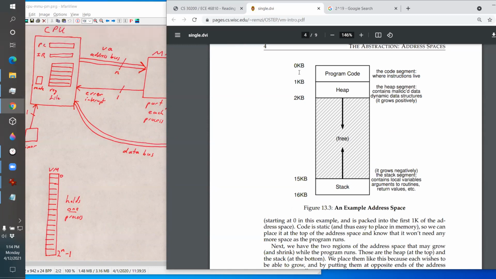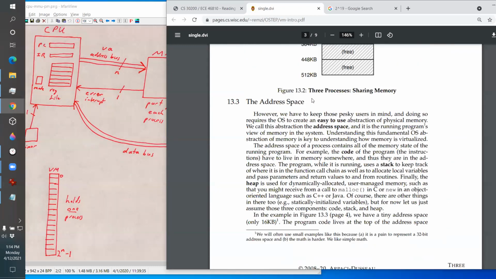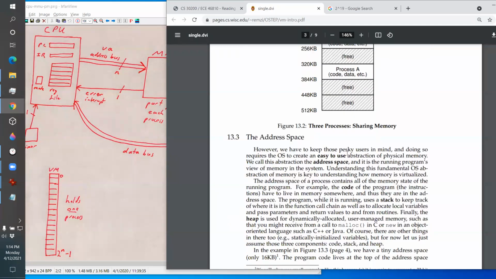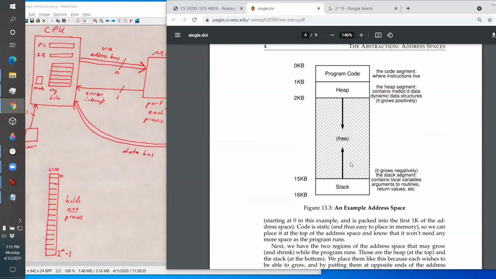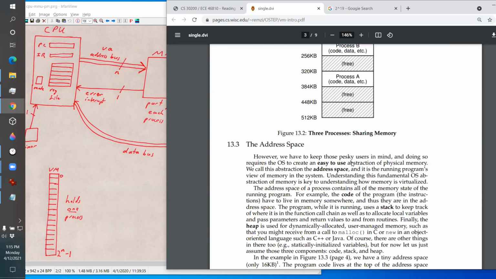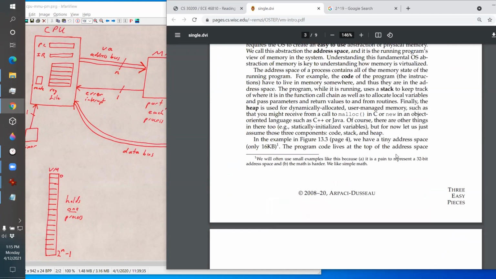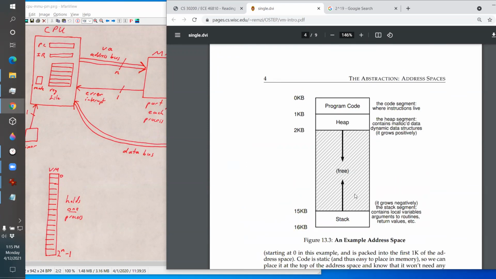Somebody's got to translate them from that virtual address to whatever process you're running. 0 goes to here, or here, or here, depending on which of these 3 processes you're running. So he's trying to describe it with these 2 pictures. Physical address space holds, in this case, 3 processes, where each process looks like this, with a virtual address space from 0 to 16,000.